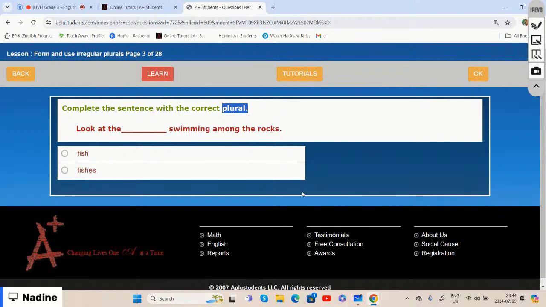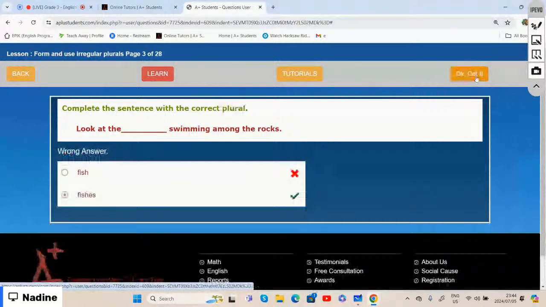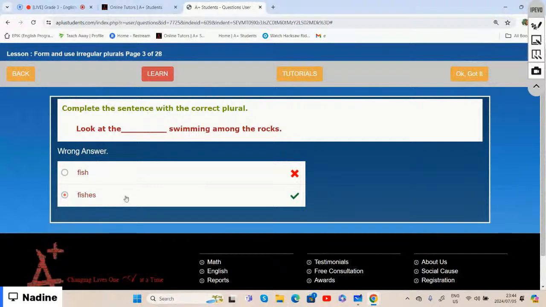All right, let's do this. I'm going to choose fish, whether it's correct or incorrect. All right, so look what I did. So fishes is correct. Fishes is correct. So we can use fish as a plural, or we can use fishes as a plural.